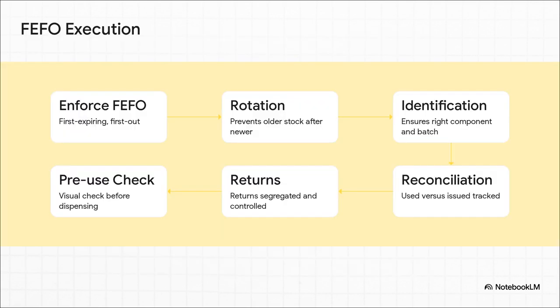But how is FIFO actually executed on the floor? Well, it requires 6 strict procedural steps. You've got to rigorously enforce the FIFO rotation, which fundamentally prevents older stock from being used after newer stock. Then, clear identification procedures ensure operators pull the correct component and batch. You also must perform meticulous reconciliation to track the used versus issued quantities down to the exact gram. Any returns to the stockroom, strictly segregated and controlled. And crucially, a visual pre-use check is required before dispensing anything into a batch.